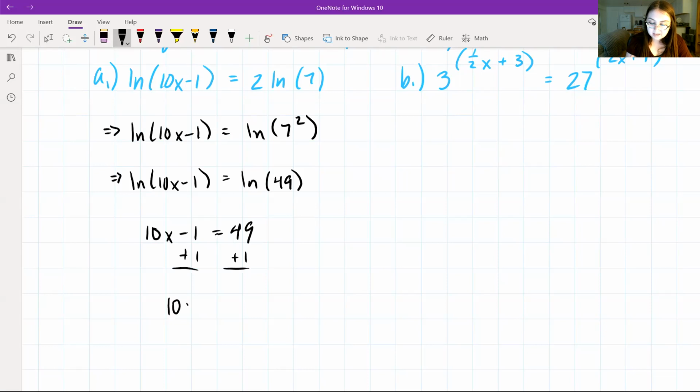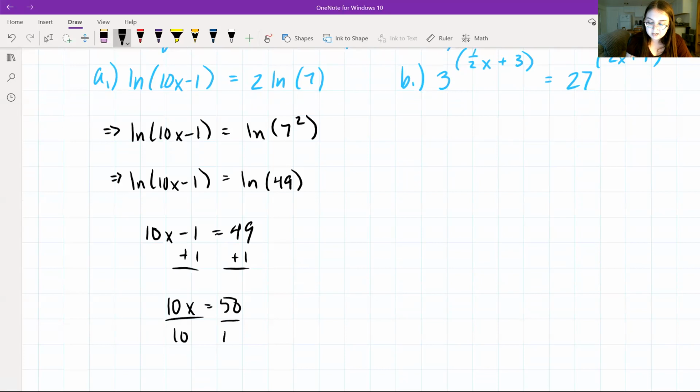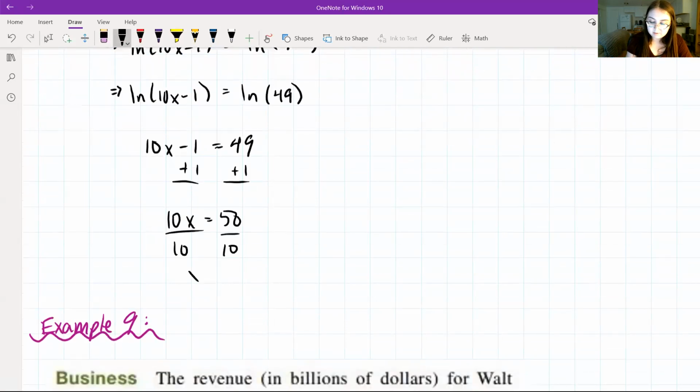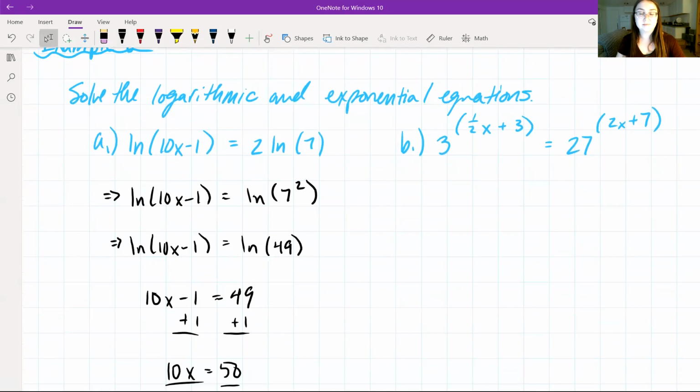We end up getting 10x is equal to 50. We divide by 10, and we see that x is equal to 5. So we solved for x.